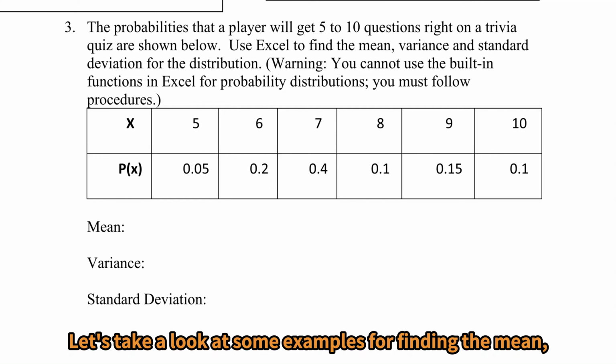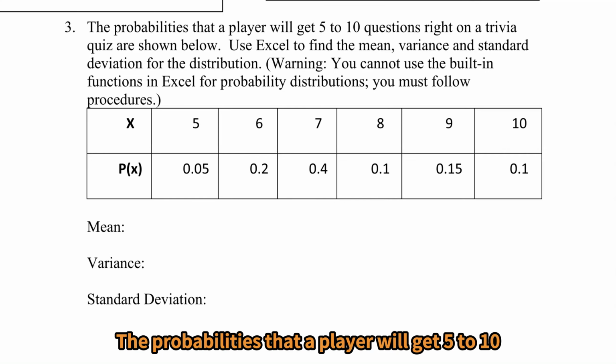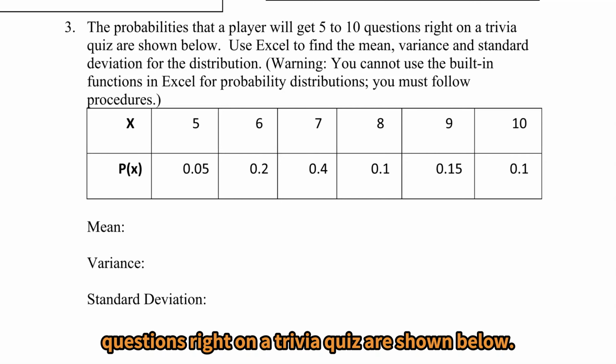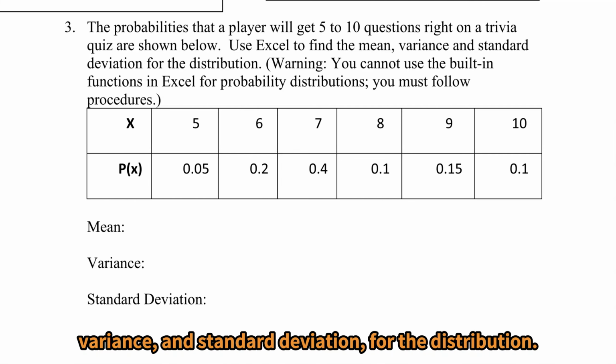Let's take a look at some examples for finding the mean, the variance, and the standard deviation of a discrete probability distribution. The probabilities that a player will get 5 to 10 questions right on a trivia quiz are shown below. Use technology to find the mean, variance, and standard deviation for the distribution.